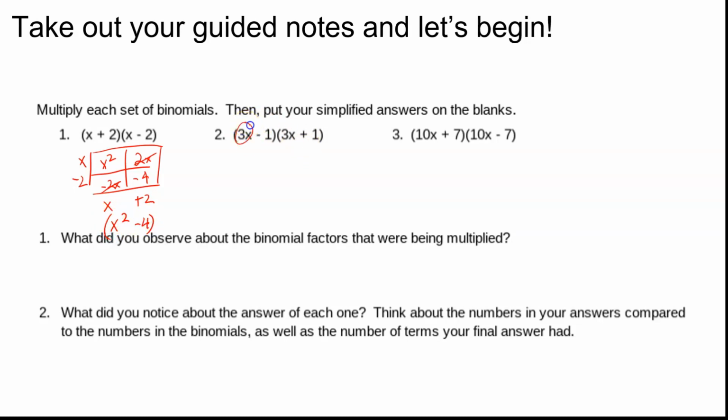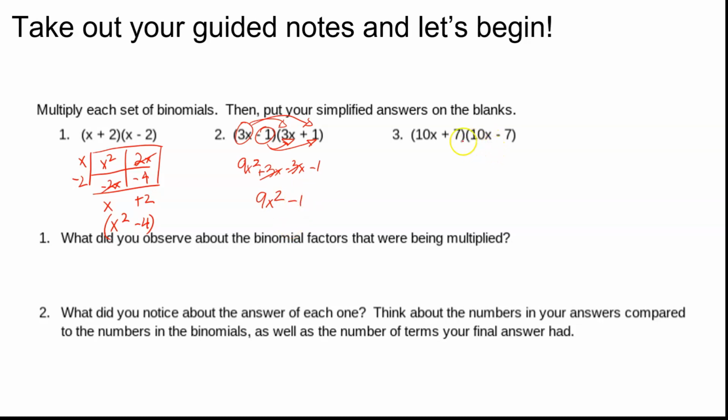On the second one, I'm going to use a distributive method. I'm going to distribute here and here. So 3x times 3x is 9x squared. 3x times 1 is 3x. Negative 1 times 3x is minus 3x, and negative 1 times 1 is minus 1. Again, these negative 3x and 3x will cancel. Leaves you with 9x squared minus 1. I hope you're starting to see a pattern here.